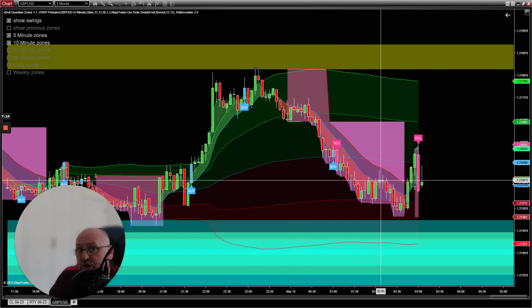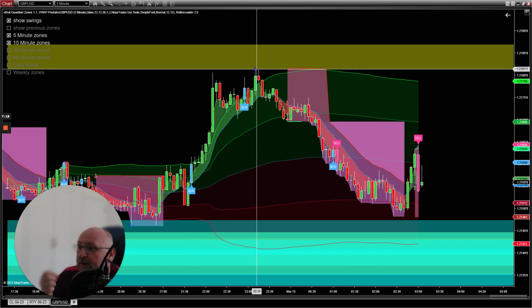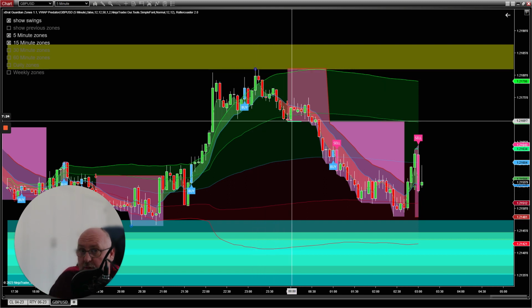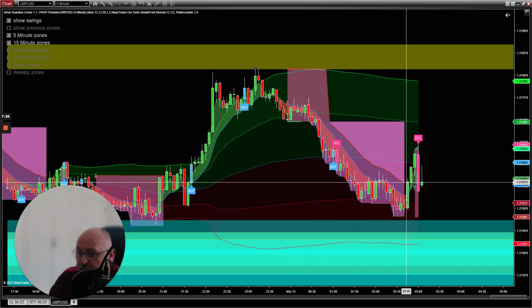So great combination of strategies there. Got the buy signal, took the long. We get the swing point highlighted with that little blue circle there. We get a sell signal on the roller coaster, we go short. This is the trailing stop, we take the profit.